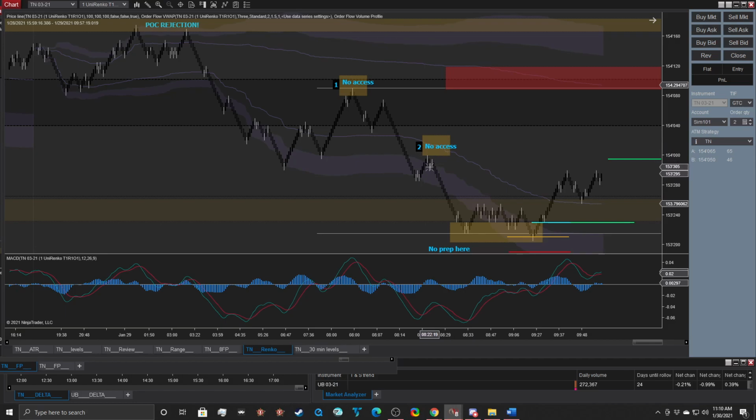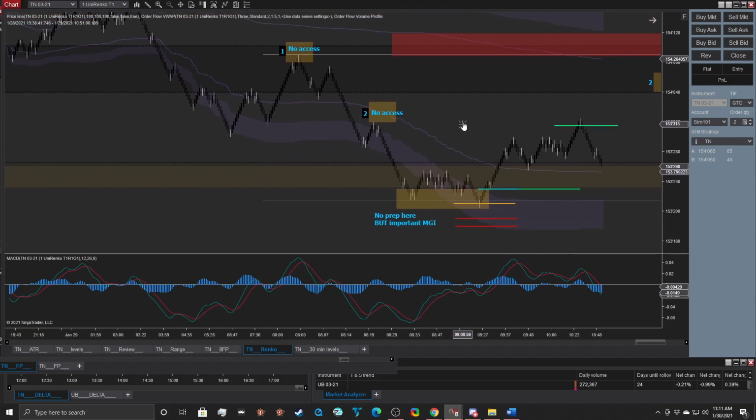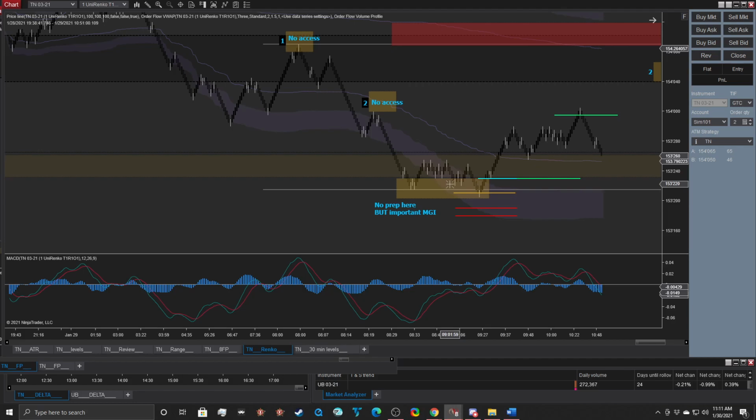reaction from that area, but I don't get any penetration back up into the entry zone. So once again, no access. I don't have any prep here, so there isn't a true trade, but we can look at this in terms of the perfect management and how that would have occurred in the session. So this is the initial reaction at the narrative level.